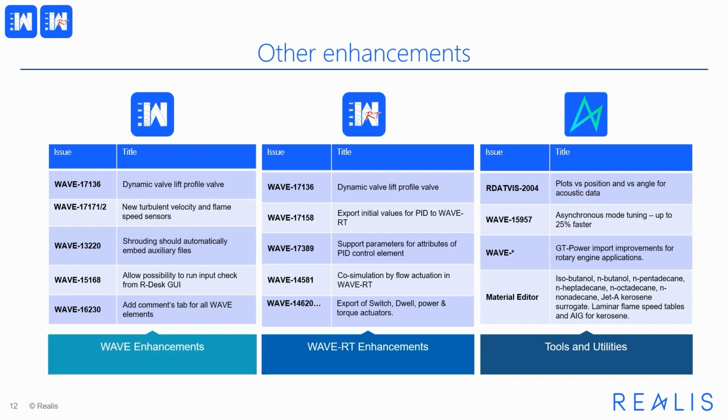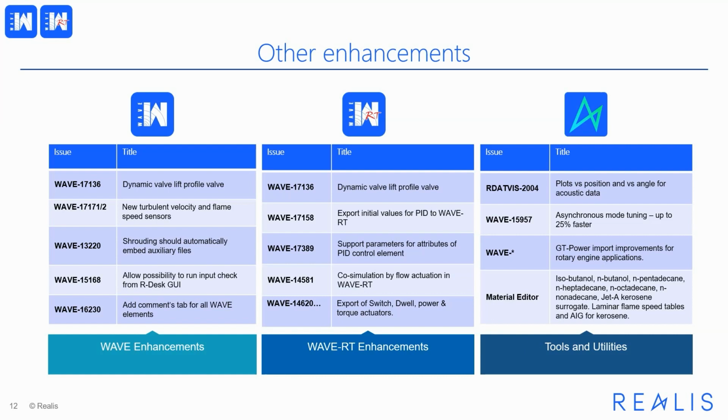Some of the RT specific improvements include export of parameters and initial values for the PID element, which allows easy parameterization and actuation of built-in PID controls when running an RT model in environments such as MATLAB or RDisk Tuner. It is now possible to actuate mass flow in WaveRT, allowing usage of separate standalone WaveRT models for engine subsystems such as exhaust. A number of new elements are supported in WaveRT such as switch, dual power, torque actuators, etc.